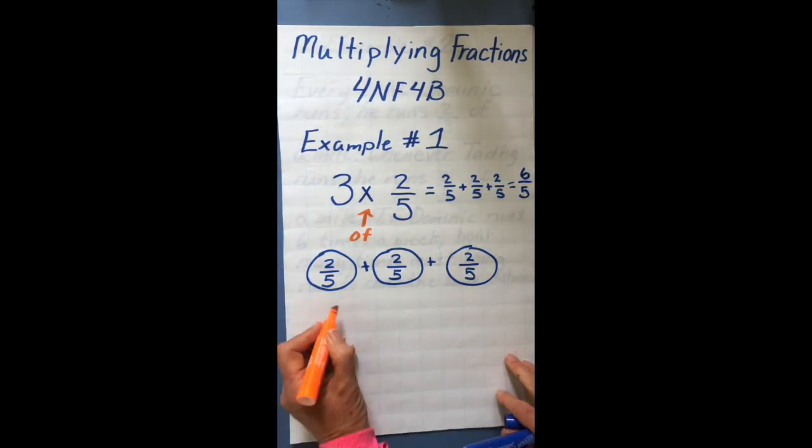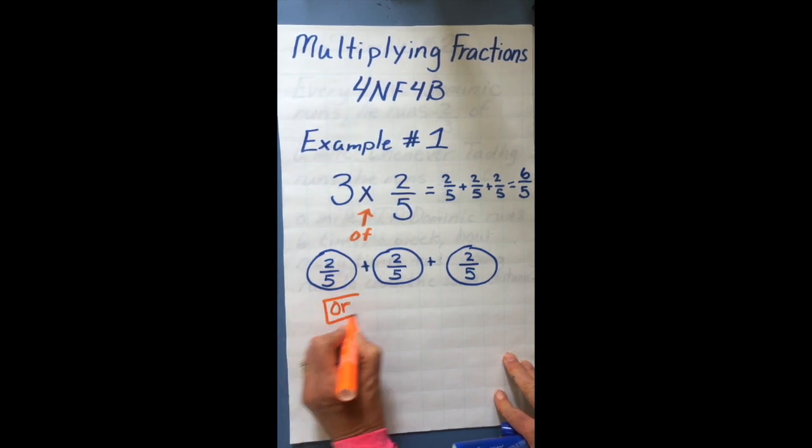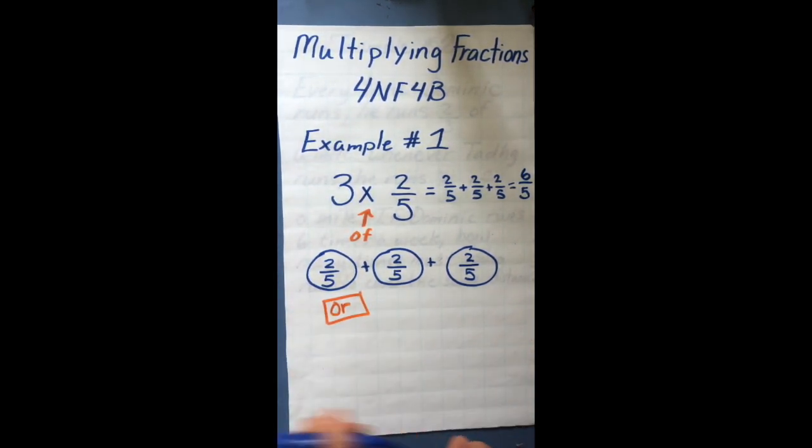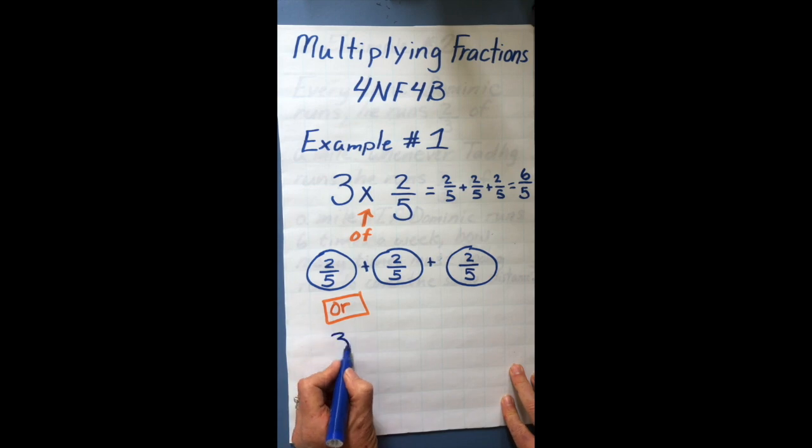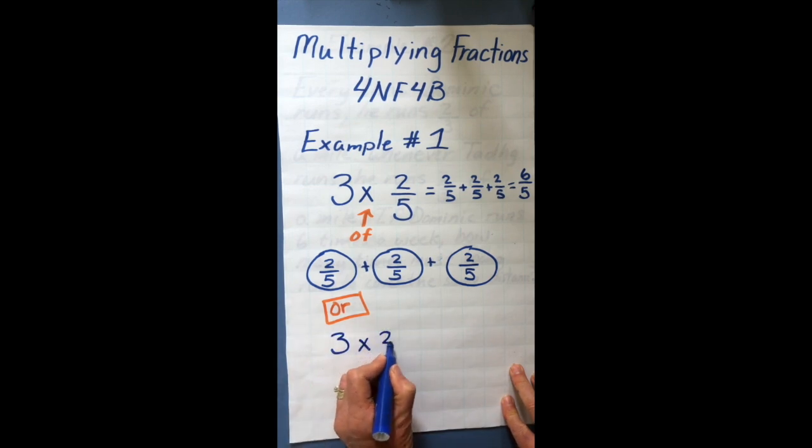Or you could do it without the model. So let me rewrite the problem. 3 times 2/5. And I could use the song. Adding and subtracting is plain to see. You match the bottoms perfectly.